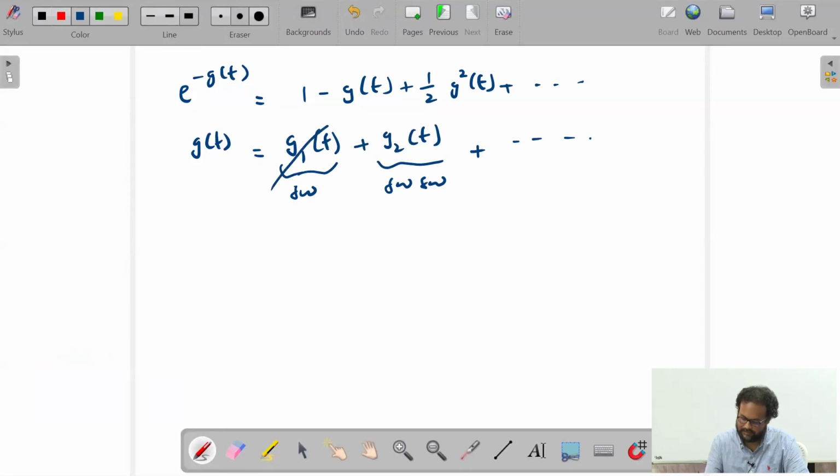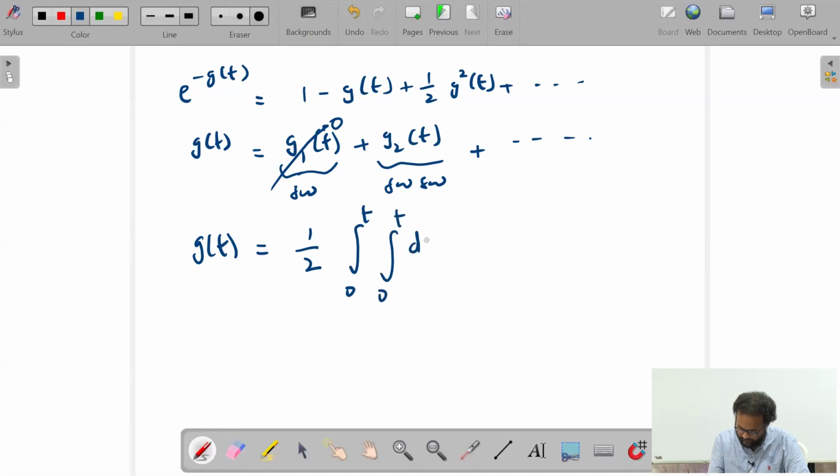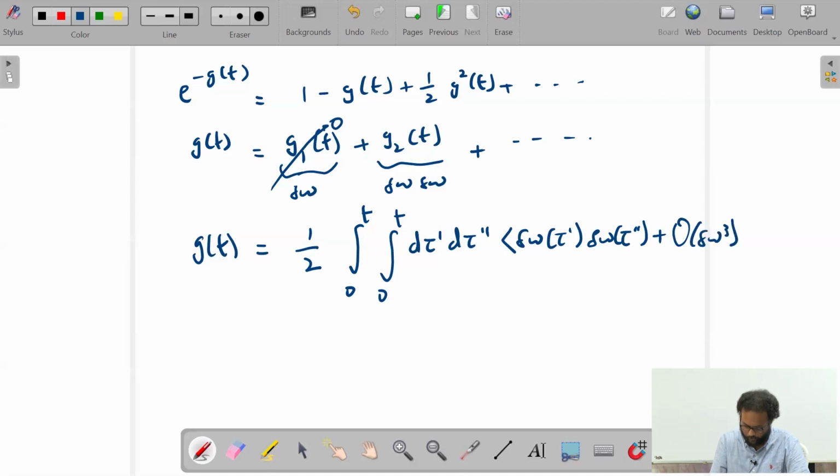Basically, you combine this, we know this first-order term will be 0. Combining these two considerations, I should be able to write my g of t to be half integral 0 to t, integral 0 to t, d tau prime d tau double prime, delta omega of tau prime delta omega of tau double prime, plus something of the order of delta omega cubed, but that will be small, so we can ignore it for now.